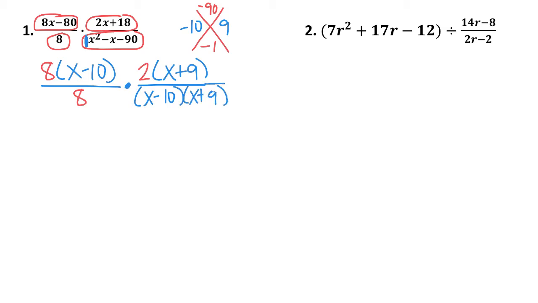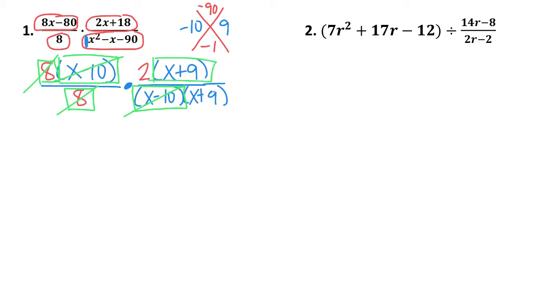Okay, so now everything is factored, and just like with simplifying, as long as it's a multiplication in between these two fractions, I can just look for common factors in the numerator and denominator. So I'm seeing 8, and there's an 8 in the denominator. 8 divided by 8 is just 1. I'm seeing an x minus 10 and another x minus 10 in the denominator. x minus 10 over x minus 10 is just 1.